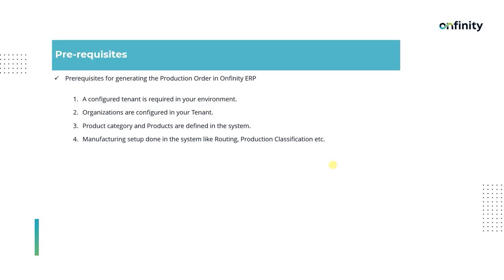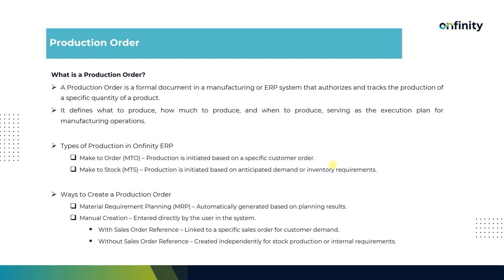Before generating a production order in Onfinity ERP, a configured tenant is required. Organizations should be configured, product categories and products should be defined, and manufacturing setup such as routing and production classification should be completed. Now understand what a production order is.